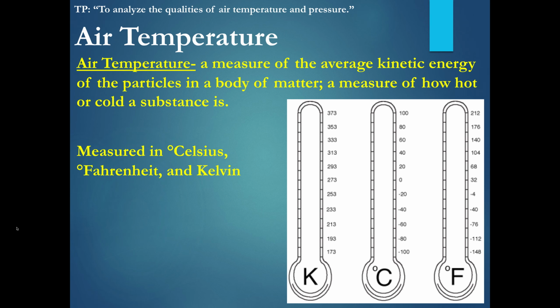All right, so air temperature is a measure of the average kinetic energy of the particles in a body of matter, a measure of how hot or cold a substance is. And it's measured in degrees Celsius, which is a C. We have degrees Fahrenheit, which is an F. We have Kelvin, which is K. And there's no degree mark for Kelvin, just a K.